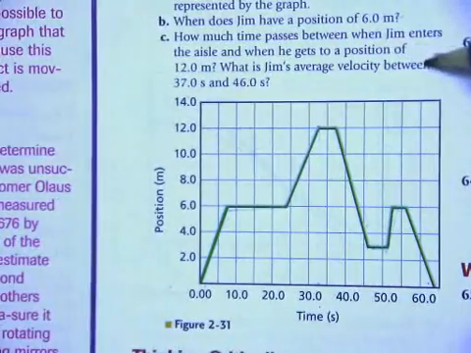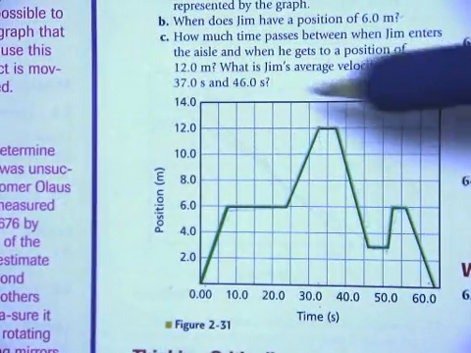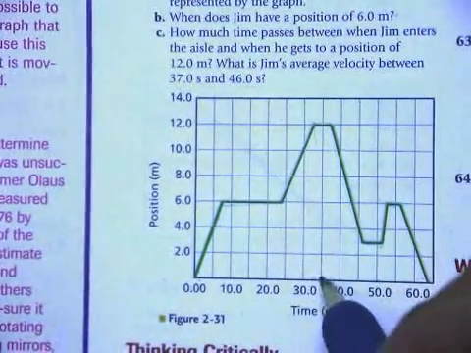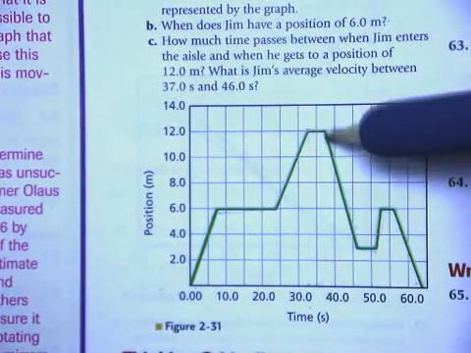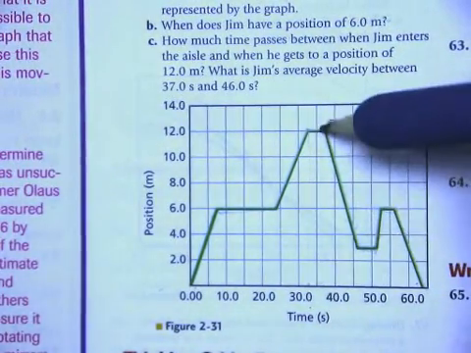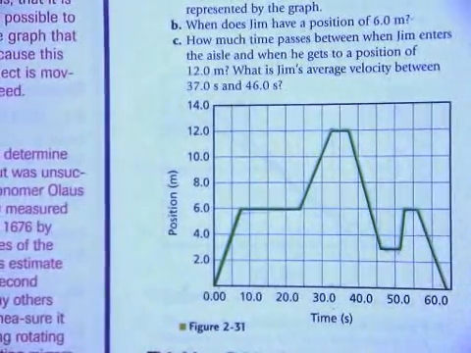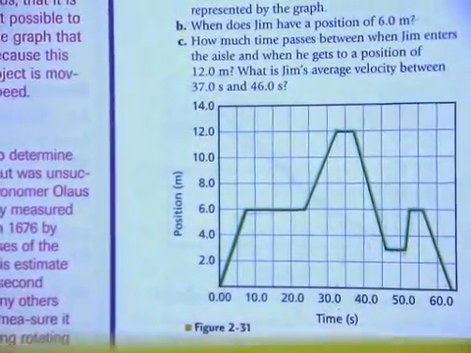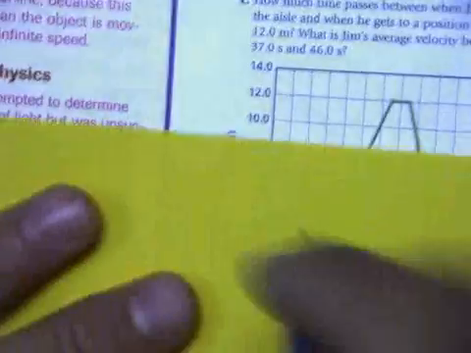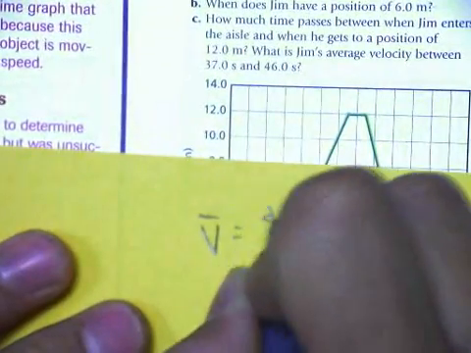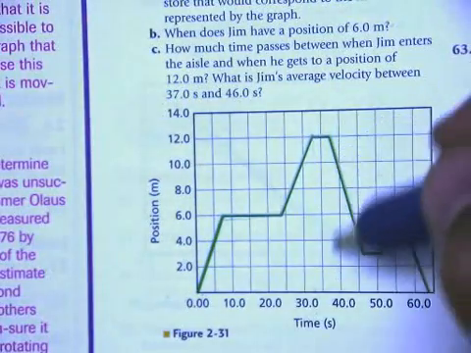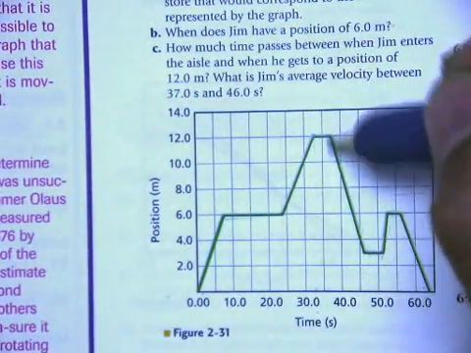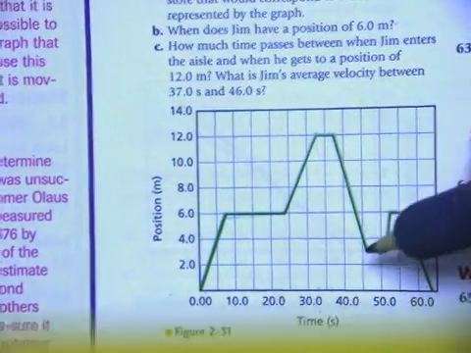What is Jim's average velocity between 37 and 46? So 37 is right here to 46. 37 to 46. So this one's going to be a little bit trickier. His average velocity. So average velocity is just distance over time. So let's figure out how far Jim walked. Well, he went from 12 meters down to 3 meters.